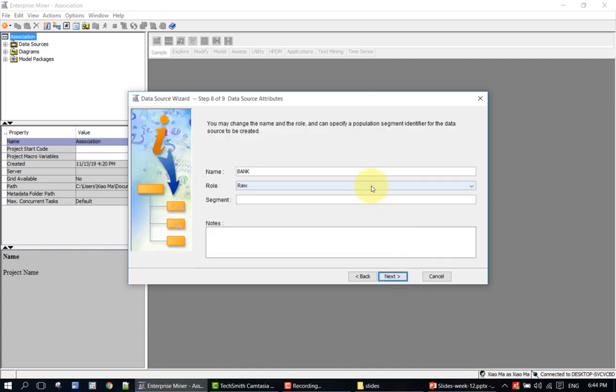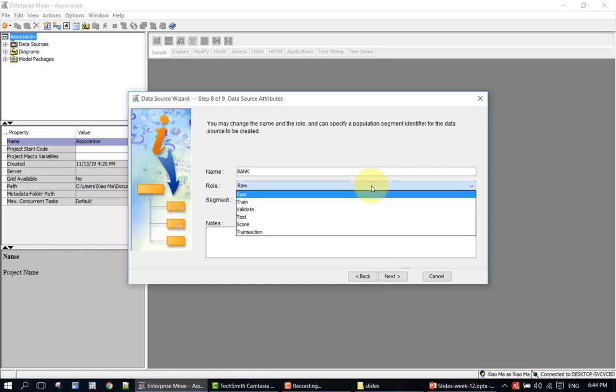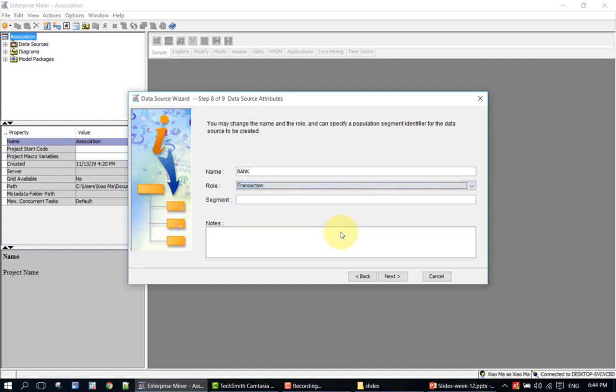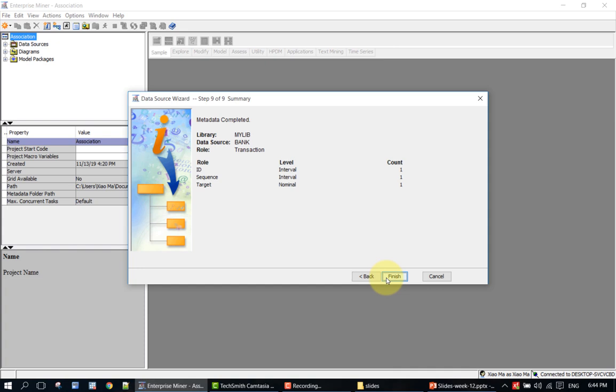And one more key setting is to remember to change the role of the data set to transaction. This is a transaction type of data set where each row documents the customer who adopted the service and the exact service adopted, and possibly a time variable, which is the visit. On which visit did which customer adopt which service?